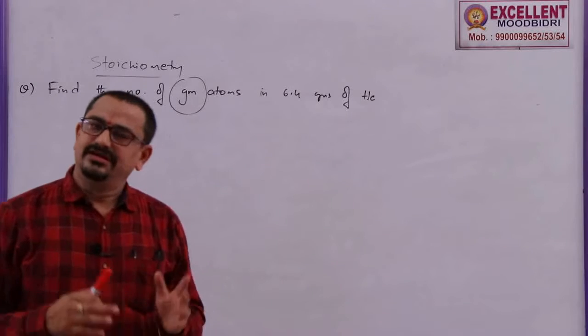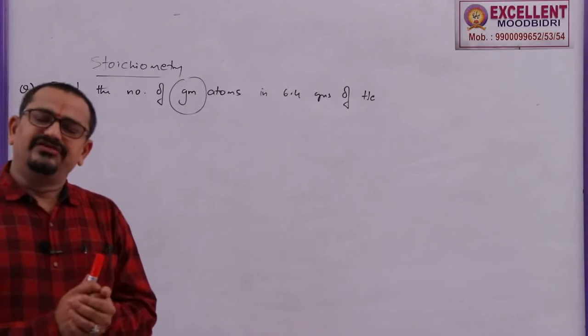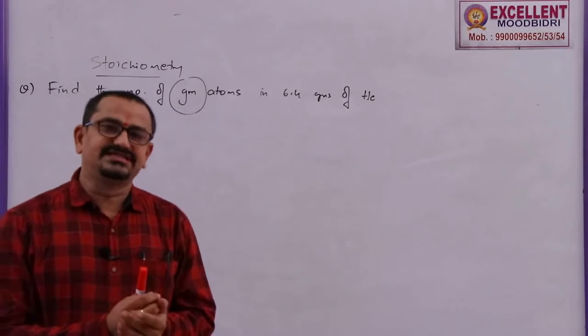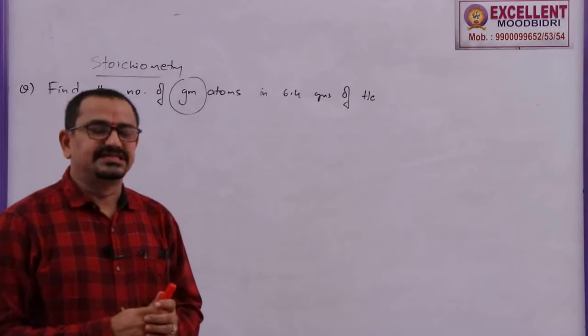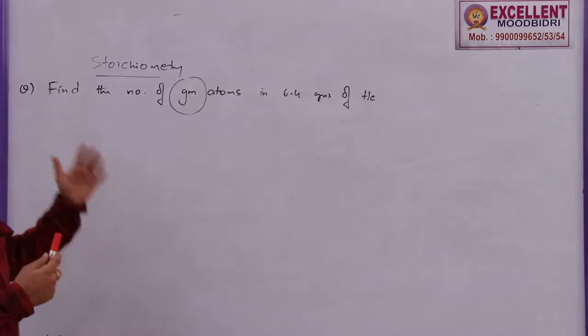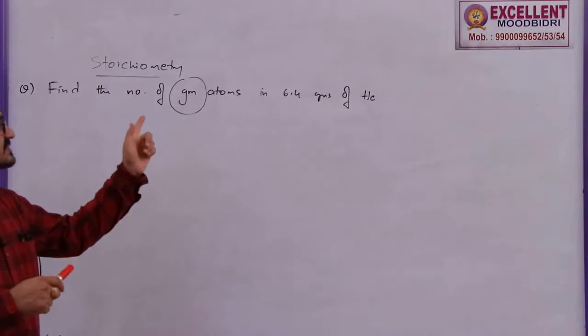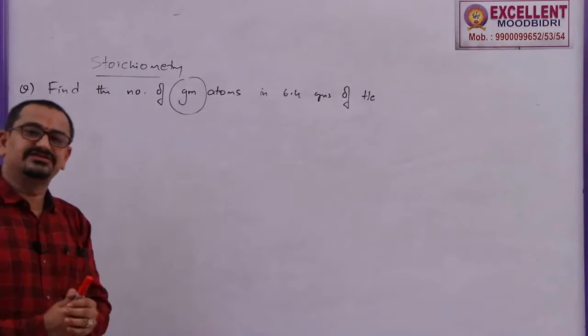Hi everyone. Now in this session we will discuss some numerical questions from stoichiometry as well as states of matter. Let us do the first one. Find out the number of gram atoms in 6.4 grams of helium.